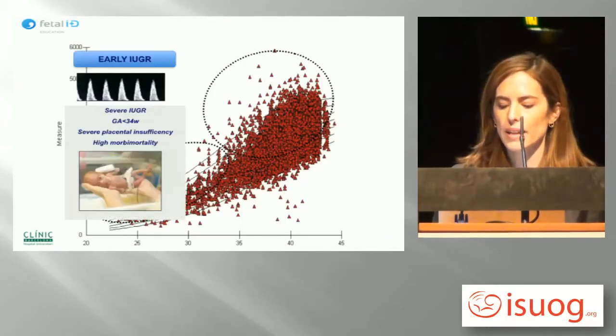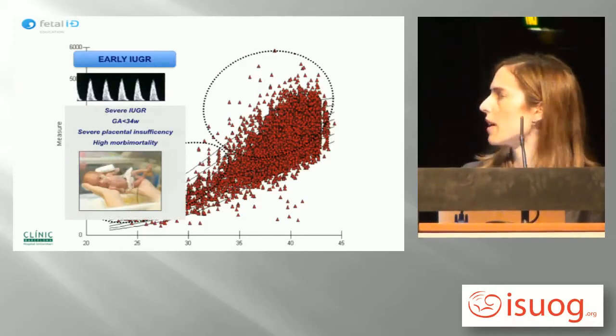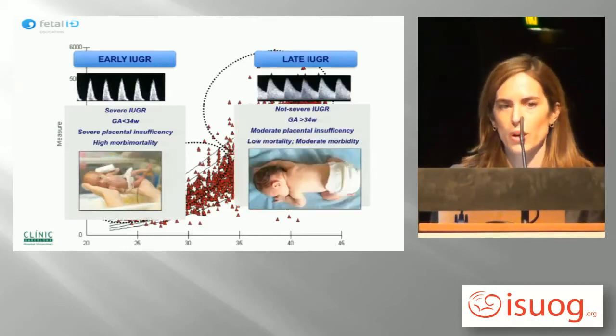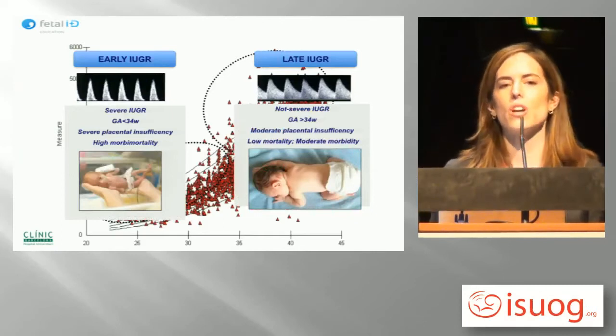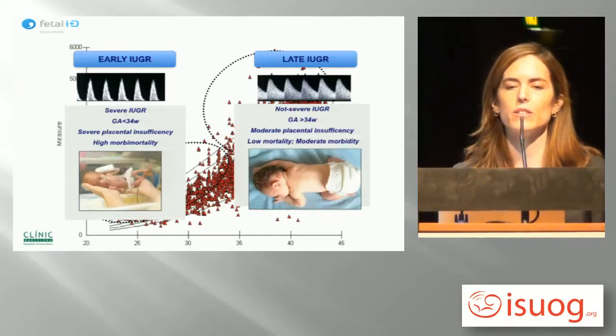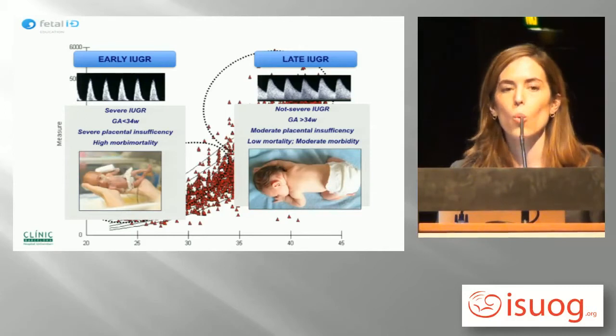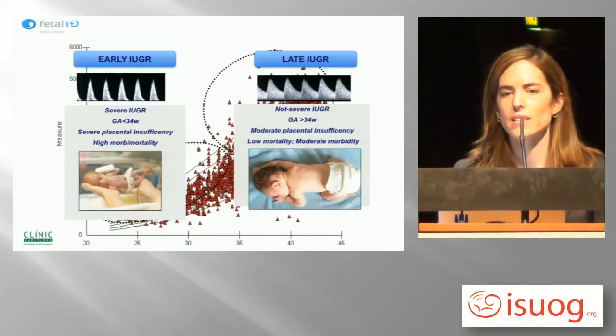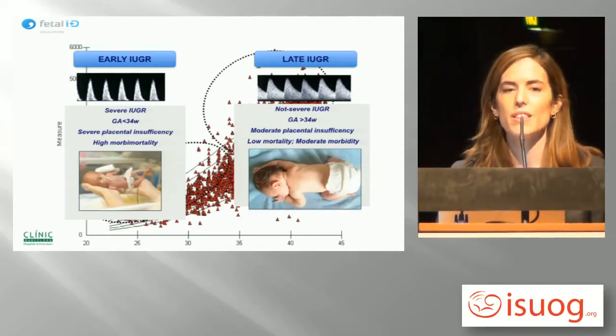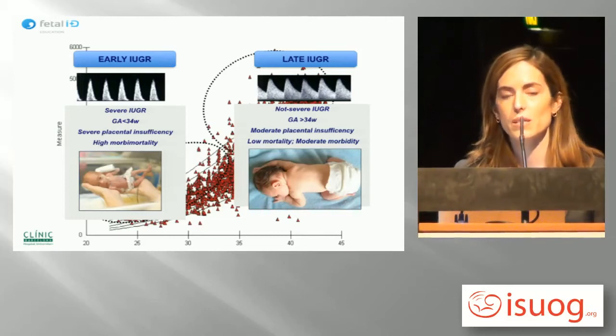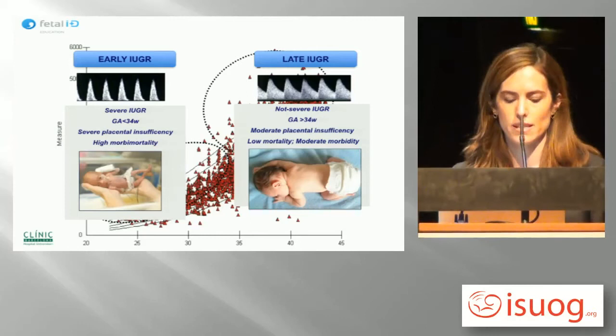But we know from clinical practice, because most of us are obstetricians, that IUGR currently is divided in two clinical groups. We talk about early and late IUGR, and although early and late IUGR have a common denominator, which is the failure to achieve its potential growth, we know that they are very different diseases.